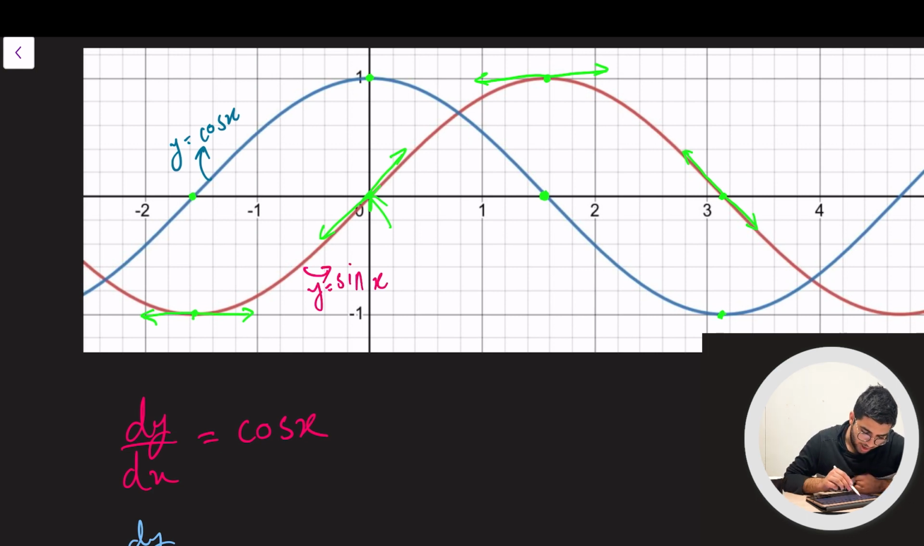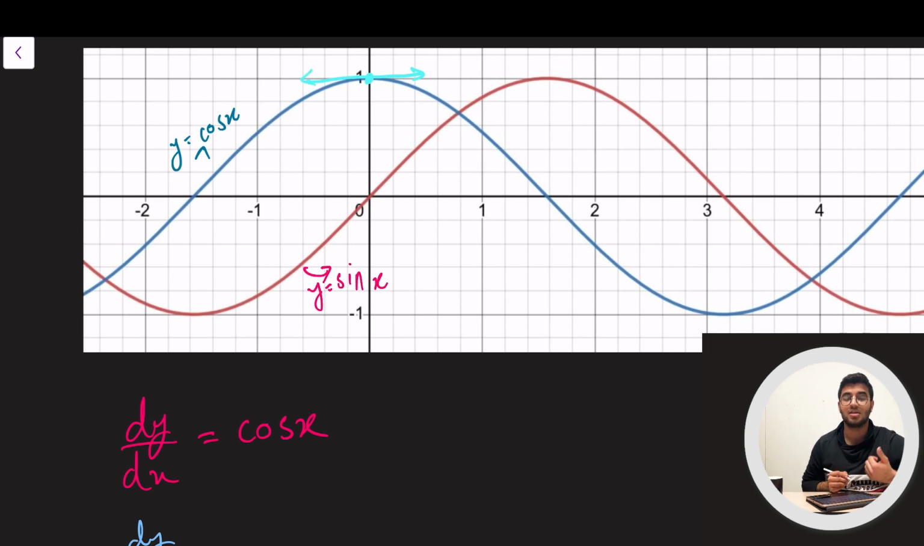So we can now do the same thing we did with sine of x with cos of x and try and find the derivative. Let's start here. I'll use a different color to avoid any confusion. Let's try this color here. So we have that. Here, the tangent is horizontal.